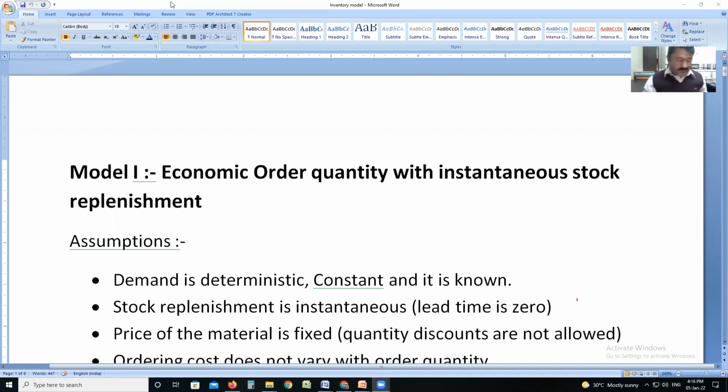So here you can see the first method is economic order quantity with instantaneous stock replenishment. This is the very basic model of this EOQ model case. Very basic model.